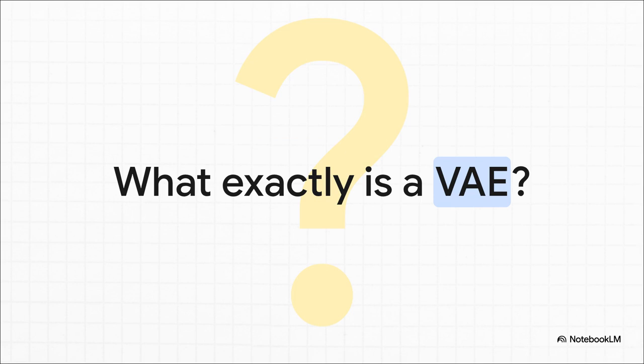Which brings us to the obvious question. What exactly is a VAE? Why is this specific acronym the undisputed engine of generative AI? And how in the world did a clever math trick turn a basic compression tool into an absolute world-building machine?